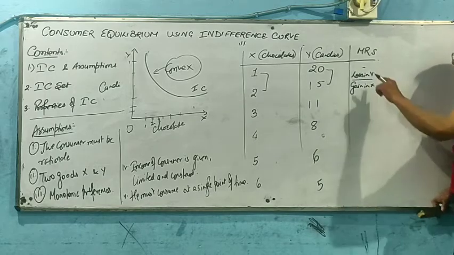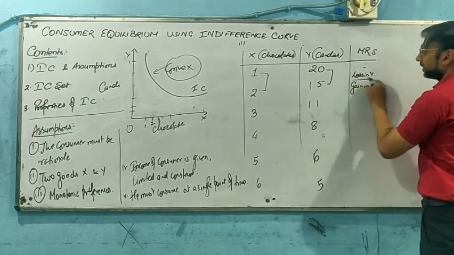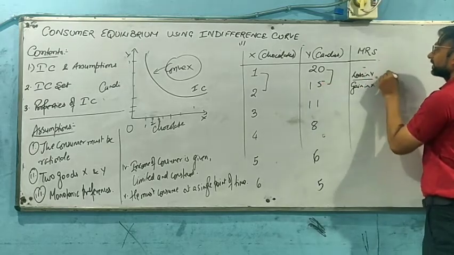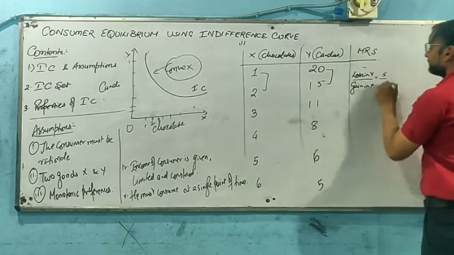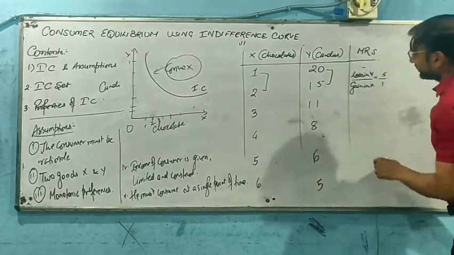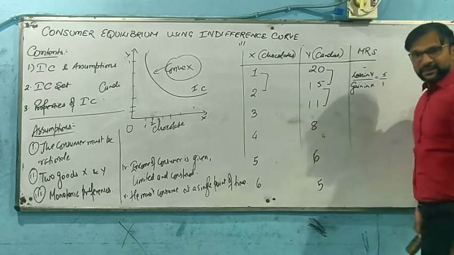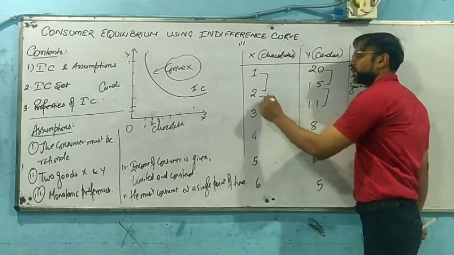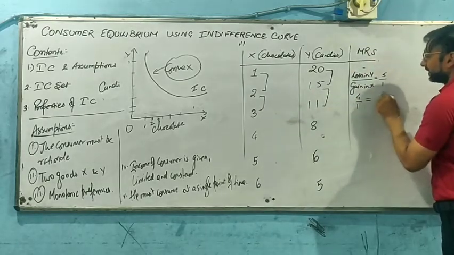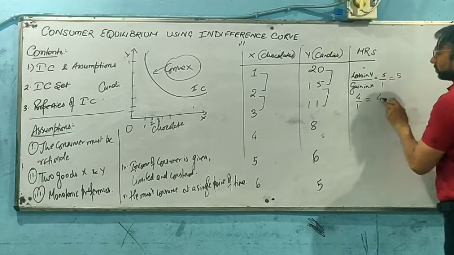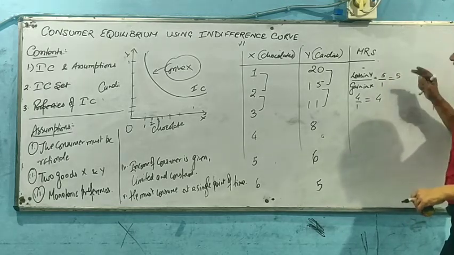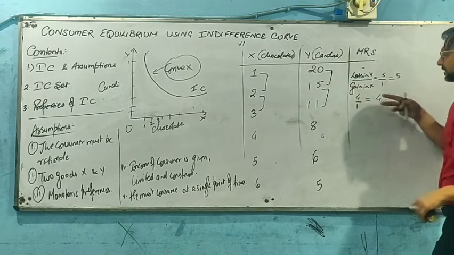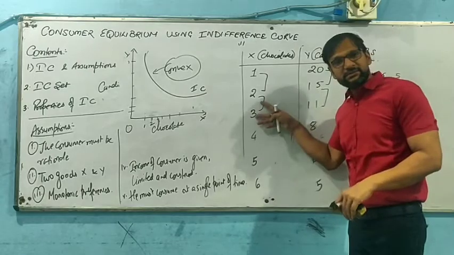So if we say this will be the formula, loss in y upon gain in x, it means the loss of units, that is 5, and the gain will be 1. Again, if we say the loss will be 4 in order to gain another additional unit, that means 1, it means it will equal 4. So our marginal rate of substitution is 5 for this position, and 4 for these two levels.